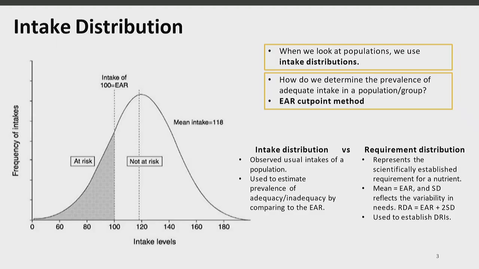Right. So if it's greater than 10%, we'll be concerned, right? Because you have a high proportion of the population not meeting even the EAR, which is set at 50% probability of meeting your needs, right? But then if it's under 10%, just as a rule of thumb, we'll say, oh, it's okay. They're not doing too badly. Okay?